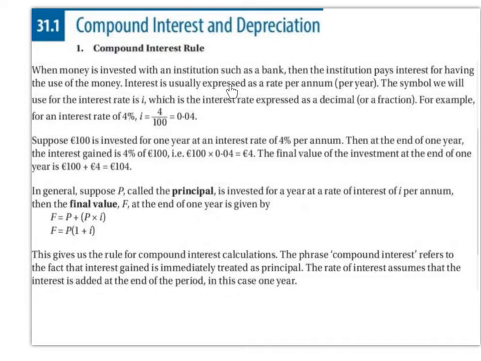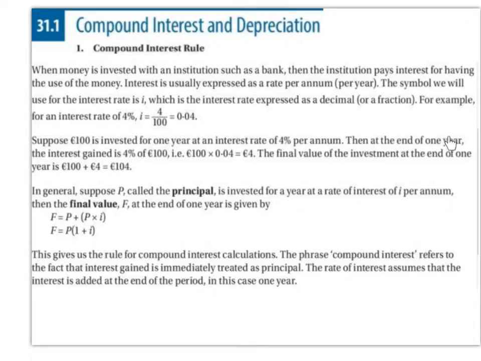Interest is usually expressed as a rate per annum, per year. The symbol we will use for interest rate is I, which is the interest rate expressed as a decimal or a fraction. For example, for an interest rate of 4%, I is equal to 4 over 100, which is equal to 0.04. Suppose €100 is invested for 1 year at an interest rate of 4% per annum, per year.